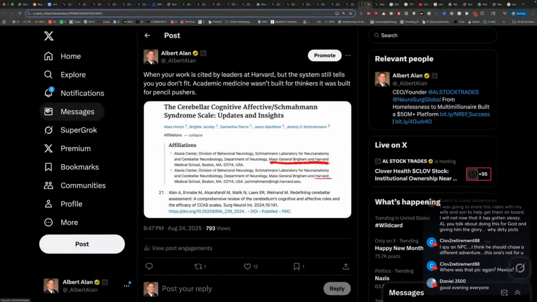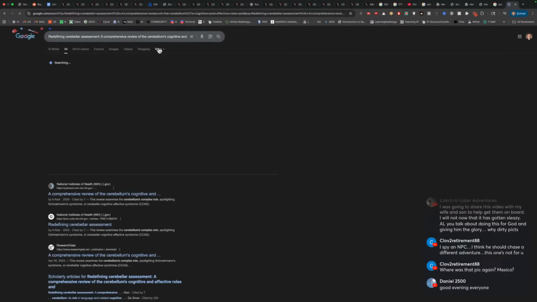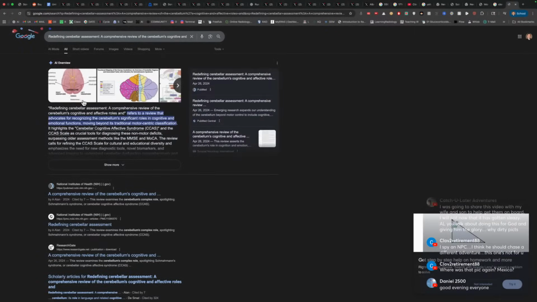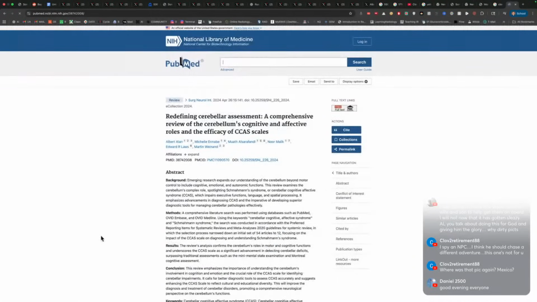So I wrote a paper on PubMed, published and stuff, and I was the first author. There's my name, and I was talking about the cerebellar cognitive and affective roles and whatnot. I'm going to see if I can find the paper here. This is the paper. Assessment, a comprehensive review of cerebellum's cognitive and affective roles. So here's the paper. It's cool that AI breaks it down. That's actually pretty cool. I didn't know it did that.